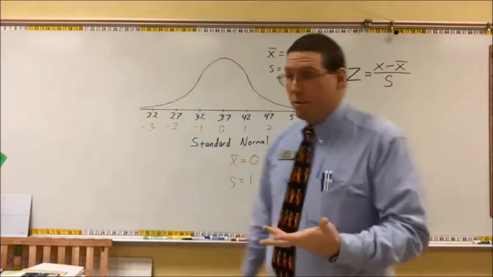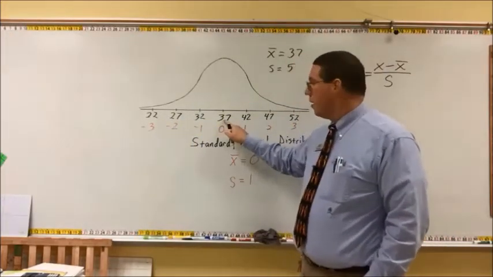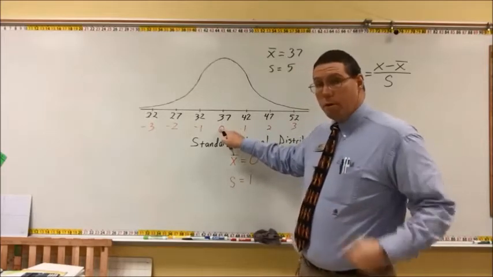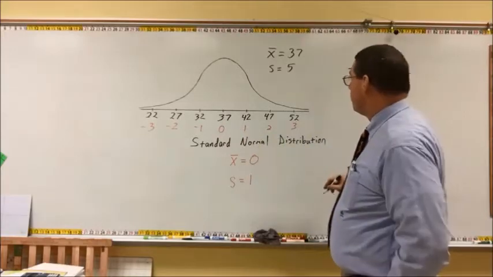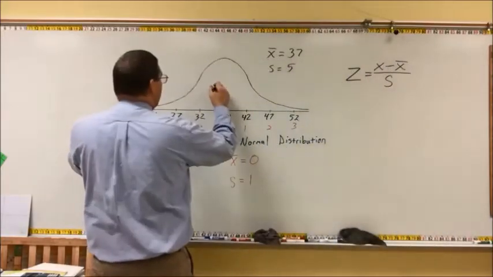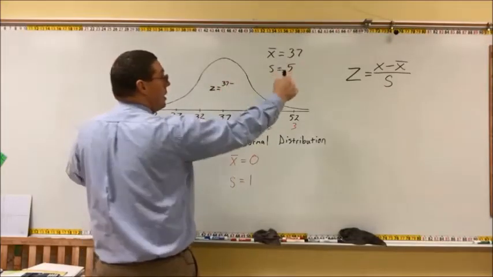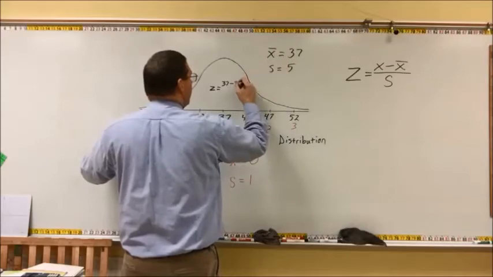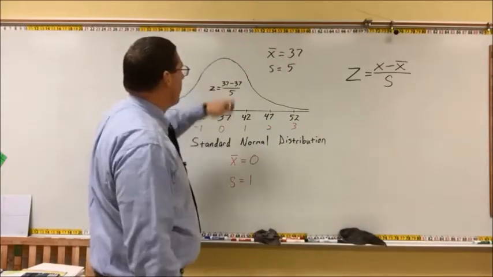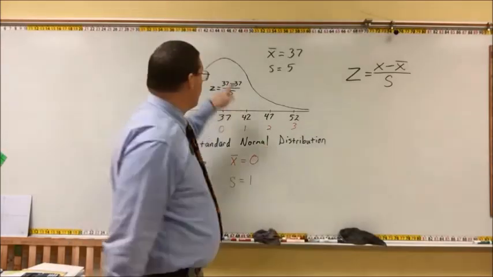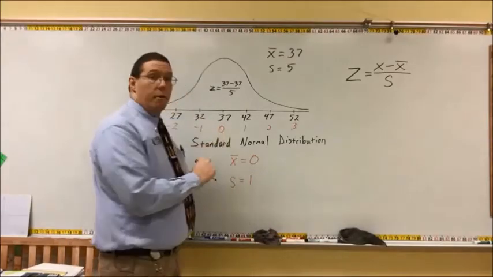Let me give you a couple of examples. Let's say we want to turn 37 into a Z-score. It should be 0, because at the mean, it's 0. Let's find out if that's true. Z is equal to the number 37 minus the mean, which is 37, divided by the standard deviation, which is 5. 37 minus 37 is 0. 0 divided by 5 is 0, and sure enough, we get a 0.